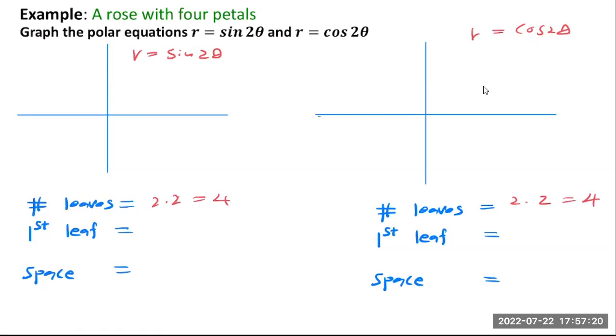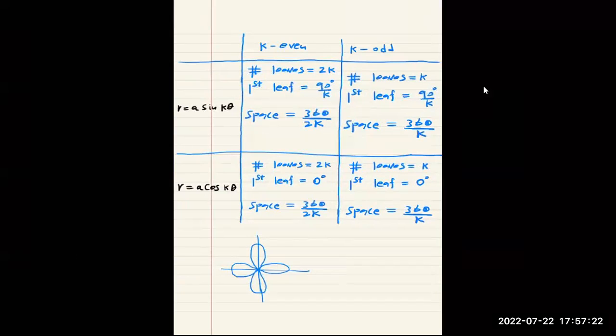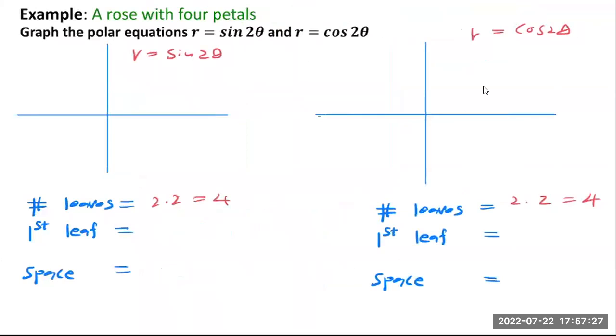Now, where is the first leaf? In the case of cosine, the first leaf is always at angle 0.